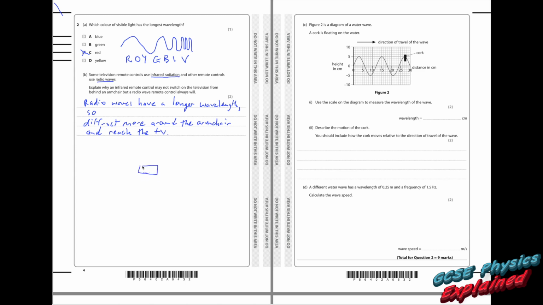So if that's the TV, and that's the armchair, radio waves would diffract more, which means spread out. Infrared waves are closer together. The wavelength is much shorter, so they don't diffract as much.